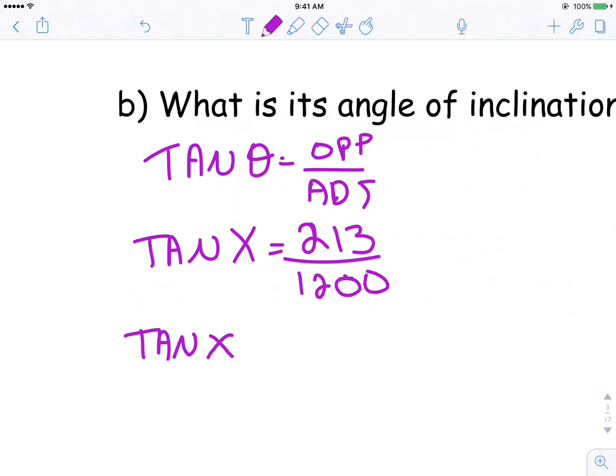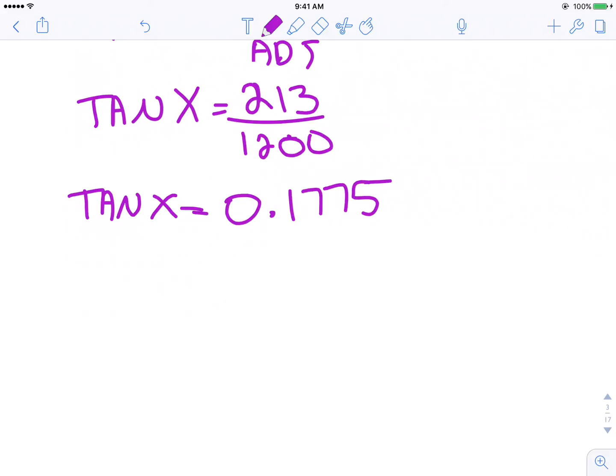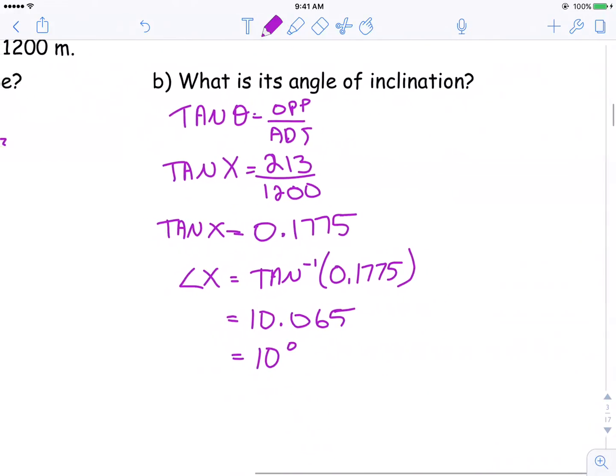Tangent of X is equal to some funky decimal number. That funky decimal number comes from 213 divided by 1,200, and I don't have it written down, so I'm going to quickly calculate it. 213 divided by 1,200 is 0.1775. Again, I've got this funky decimal number. I'm looking for an angle. I think to myself, well, I have to use the inverse function of tangent. If tangent of X is equal to this, then angle X has to equal the inverse tangent of 0.1775, which equals 10.065 or 10 degrees.